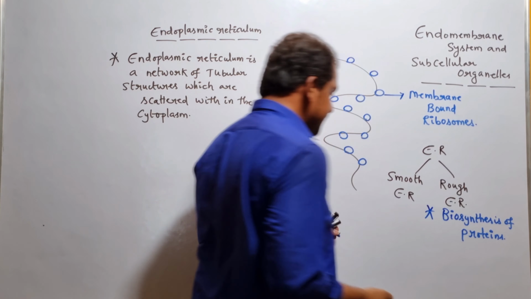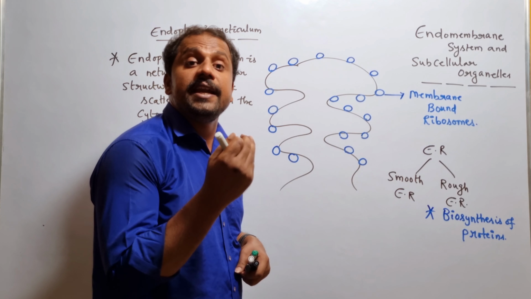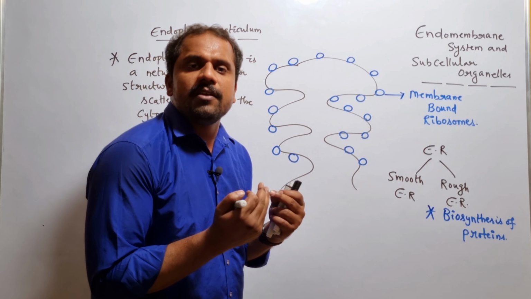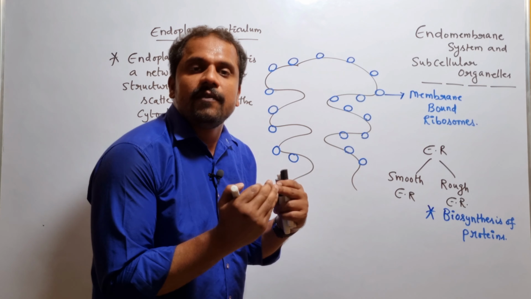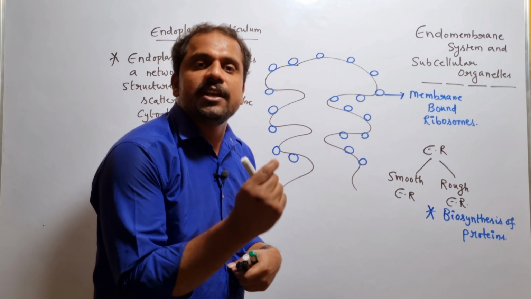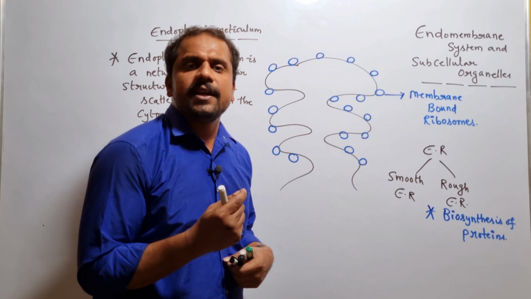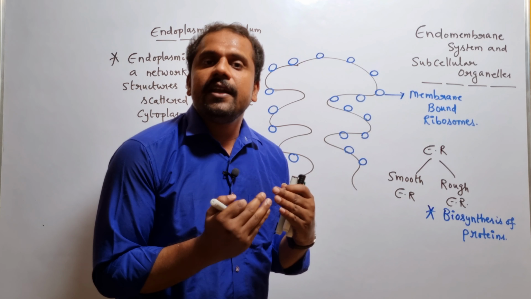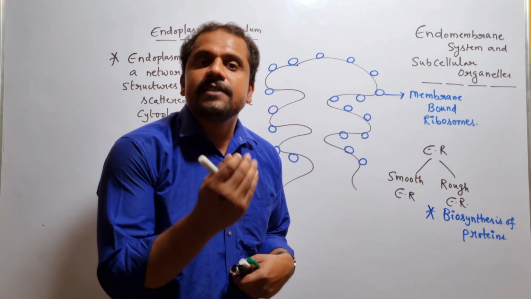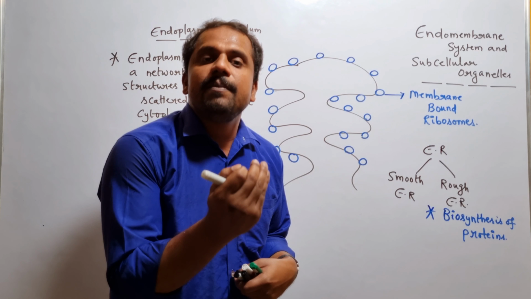But if we consider the function of smooth endoplasmic reticulum, it is responsible for regulating lipid biosynthesis. That means the specific lipid molecules responsible for the synthesis of the cell membrane or plasma membrane are most commonly synthesized within the smooth endoplasmic reticulum. Is it clear? And in addition to this, the smooth endoplasmic reticulum is responsible for regulating drug detoxification. In order to detoxify the toxic substances from the body, the smooth endoplasmic reticulum, which is a part of the liver cells, plays an important role.